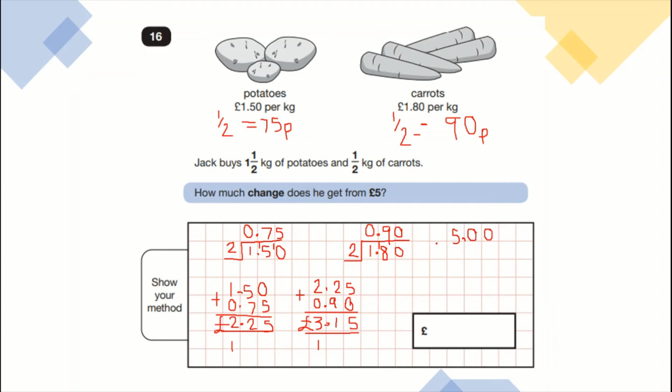5.00 minus 3.15. 0 minus 5, we can't do that. So we're going to go over to the 5, take away 1, making it a 4, carry over the 1. 10 minus 1 is 9, carry over the 1. 10 minus 5 is 5, 9 minus 1 is 8, 4 minus 3 is 1. Our answer is £1.85.